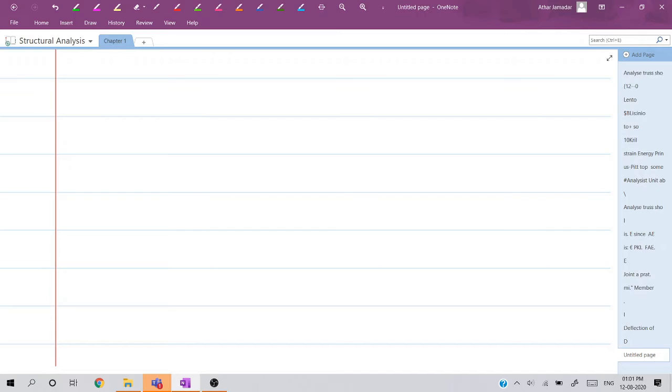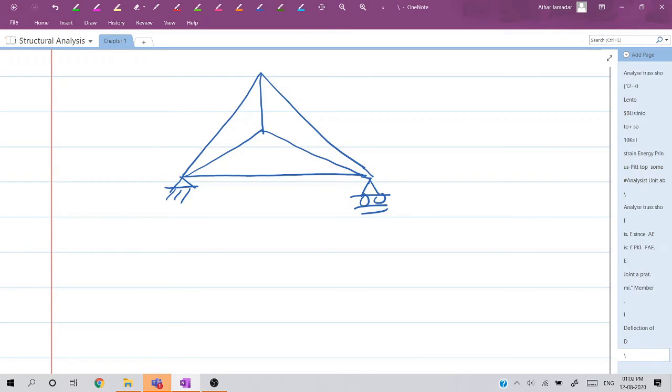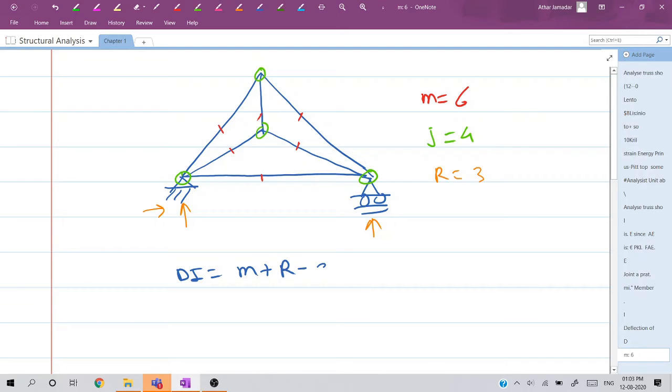Let's take one typical example. Total number of members: 1, 2, 3, 4, 5, 6. So m is equal to 6. Total number of joints: 1, 2, 3, 4. So joints are equal to 4, and reactions are 1, 2, 3. R is going to be 3. So we have the formula for DI is equal to m plus r minus 2j. So m is 6, plus r is 3, minus 2 into joints.